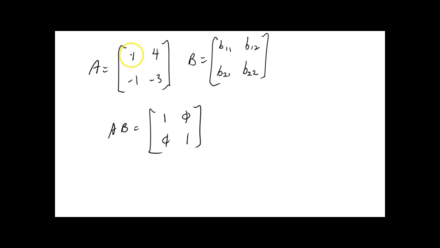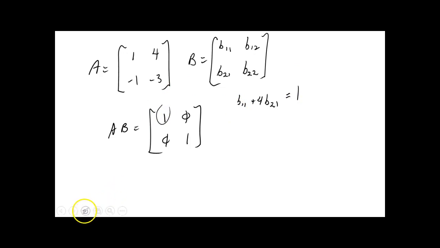It has letters in it. Help me. First row, first column. Multiply these matrices. What would this be? B11, right? Plus 4 B21, okay? Let's get going on it like that. B11 plus 4 B21, right? What does that have to be? 1. Okay? Give me the next one.